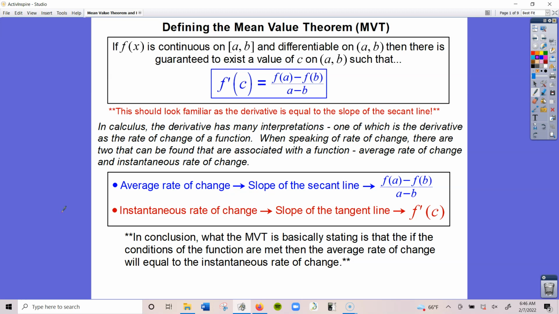Hey guys, today we're going to learn about the mean value theorem and Rolle's theorem. Let's start with the mean value theorem. Now this is the formal definition of what the mean value theorem is.